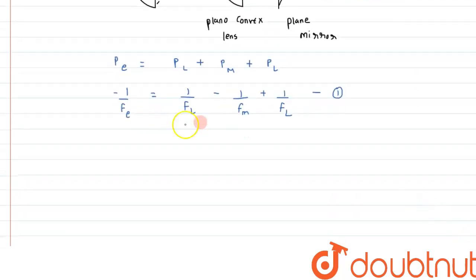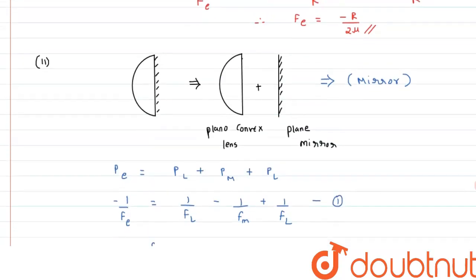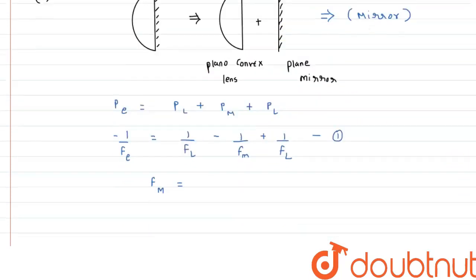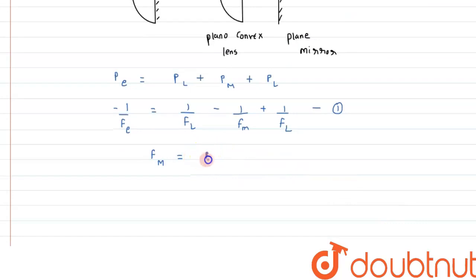Alright, now for Fm, that is the focal length for a mirror, here we can see this is our lens and this is our mirror. For the mirror, the focal length is r by 2, but for a plane mirror r is infinity, so this value comes out to be infinity. Let's say this is our equation number 2.